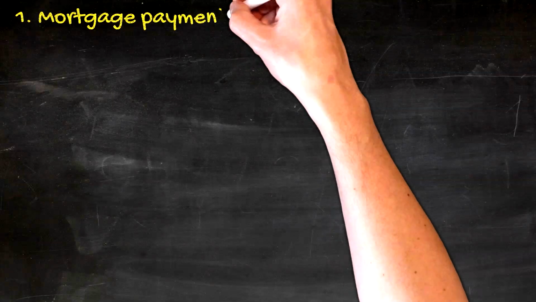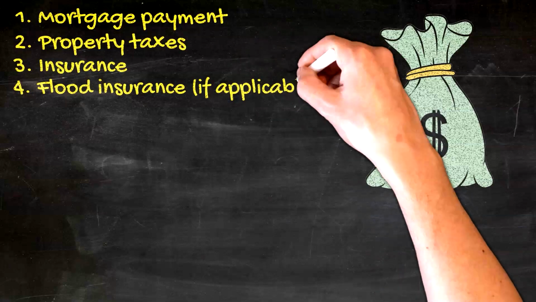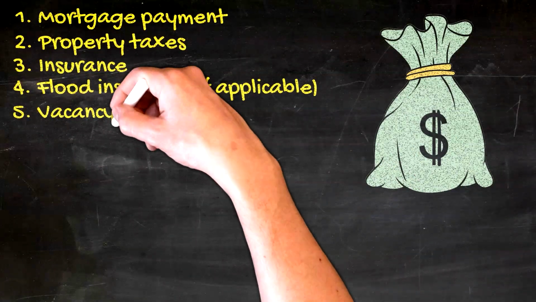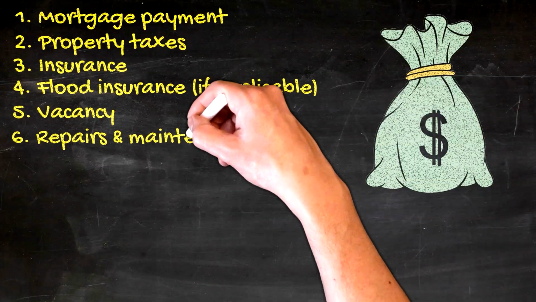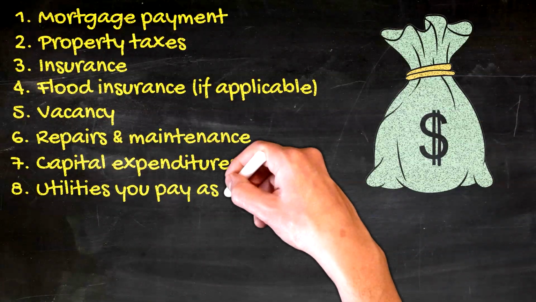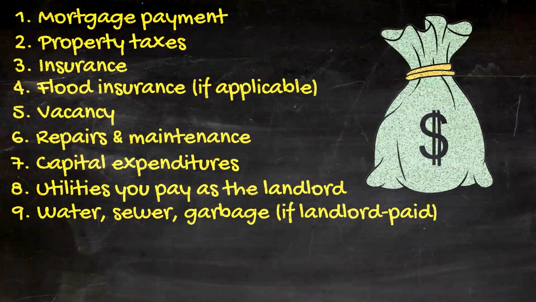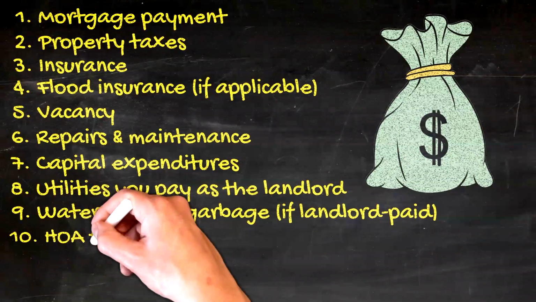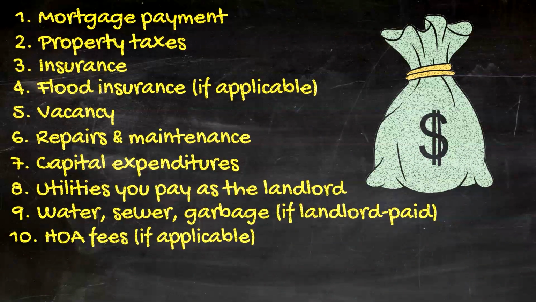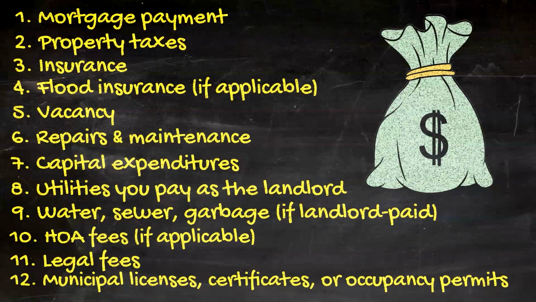Number 1, mortgage payment. 2, property taxes. 3, insurance. 4, flood insurance if applicable. 5, vacancy. 6, repairs and maintenance. 7, capital expenditures. 8, utilities you pay as the landlord. 9, water, sewer, garbage, if landlord paid. 10, HOA fees, if applicable. 11, legal fees. 12, municipal licenses, certificates, or occupancy permits.